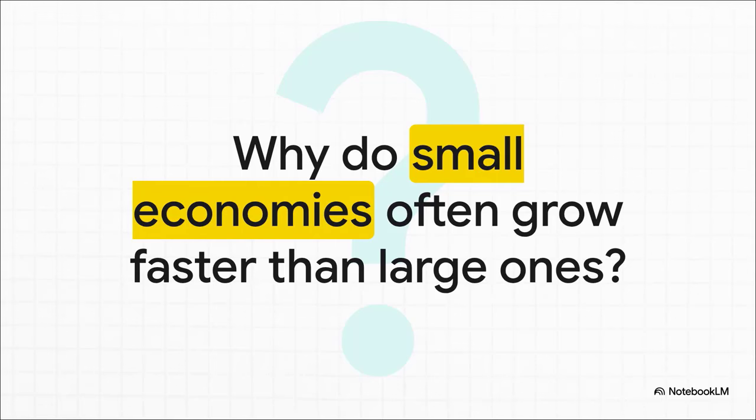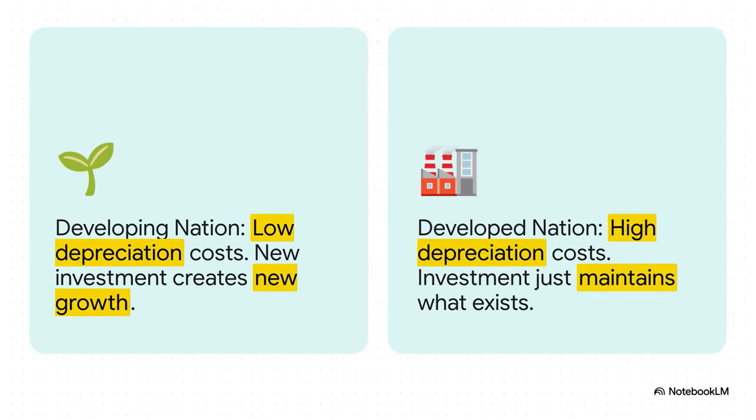Why is it that you often see smaller, developing countries post these insane growth rates, while huge, established economies like the US or Japan grow much more slowly? The concept of depreciation actually gives us the answer. Think about it like this. A developing nation has very little infrastructure to begin with, which means it has very low costs from things wearing out, very low depreciation. So almost every dollar they invest goes into building something brand new, which fuels incredible growth.